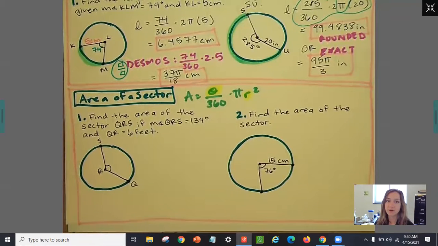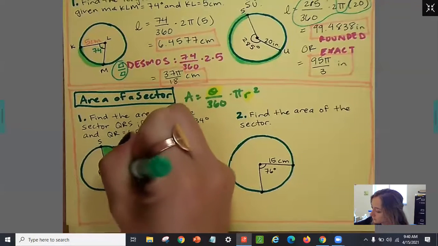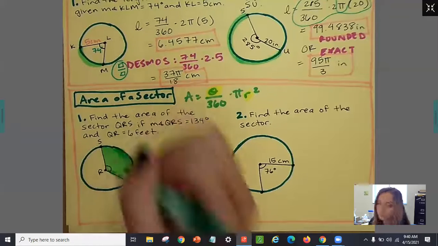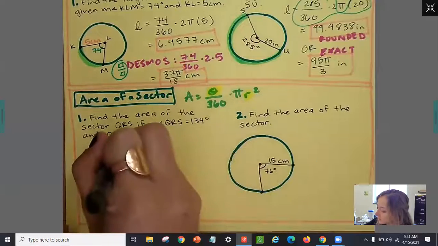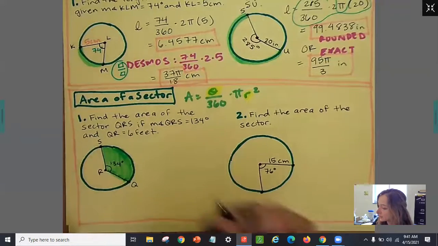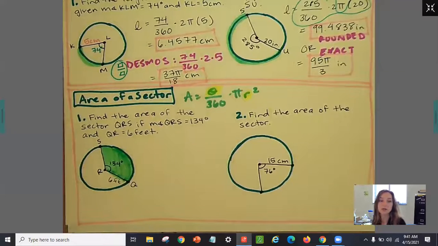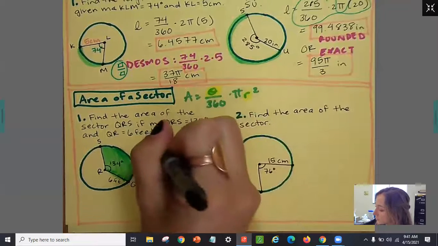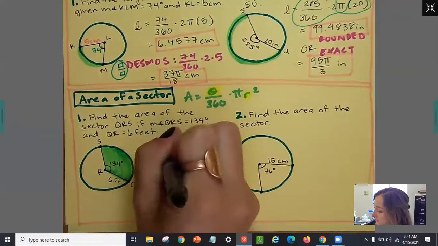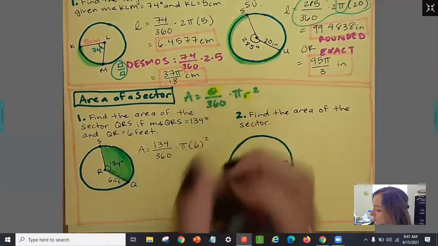So let's start with the first one. Find the area of the sector QRS. So we're looking at this area right here. And we're saying if the measure of angle QRS is 134 and QR is 6 feet, so the radius is 6 feet. Okay, so we know that the angle is 134. So we're going to do A equals the angle, which is 134 divided by 360, and then times pi r squared. So r is 6, so we're going to do 6 squared.